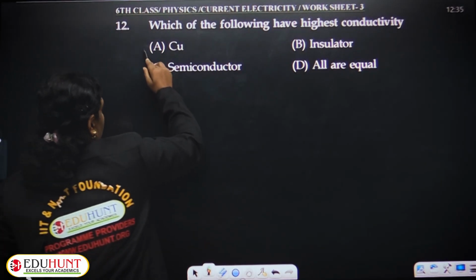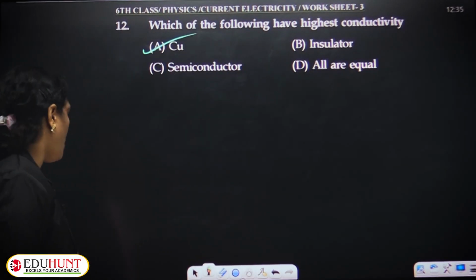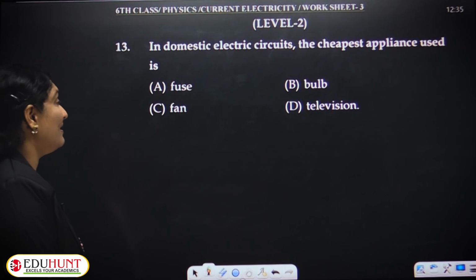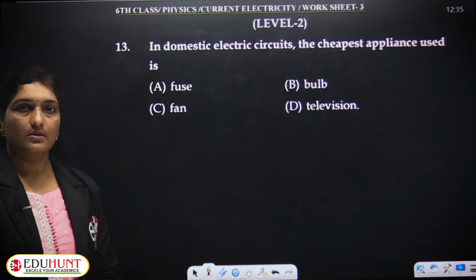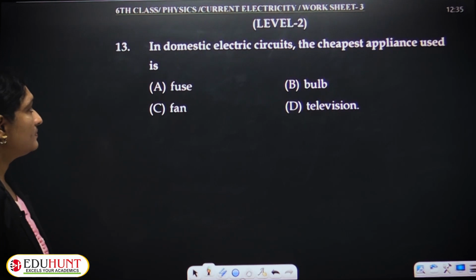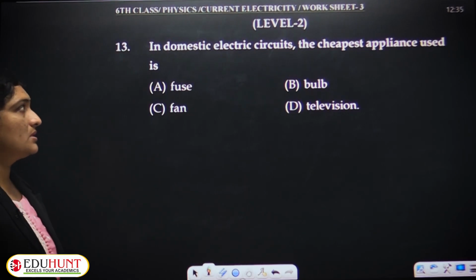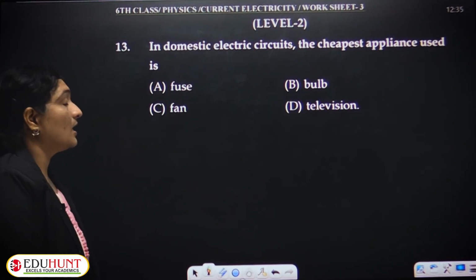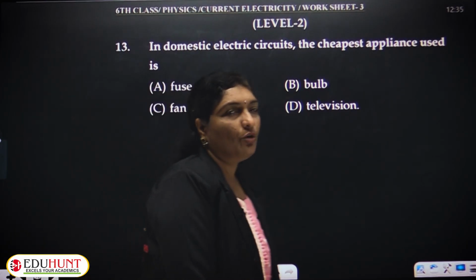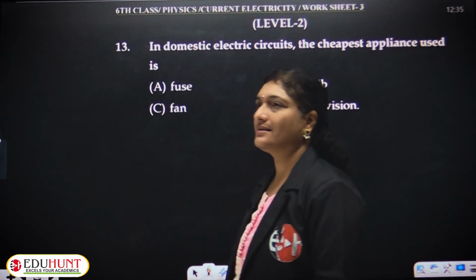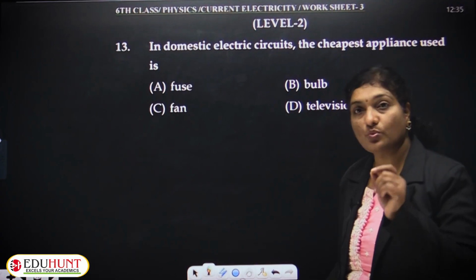So what is the correct option, children? A, that is copper. Well, moving to the level 2 questions. In domestic electric circuits, the cheapest appliance is, you know, fuse generally indicates fuse wire.